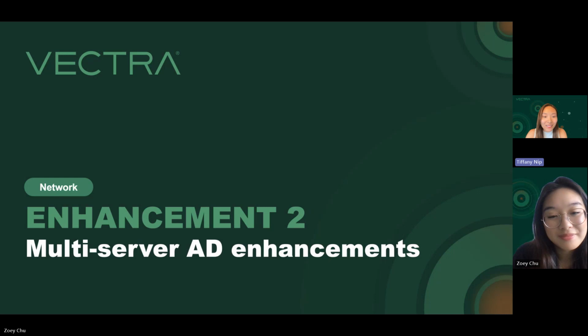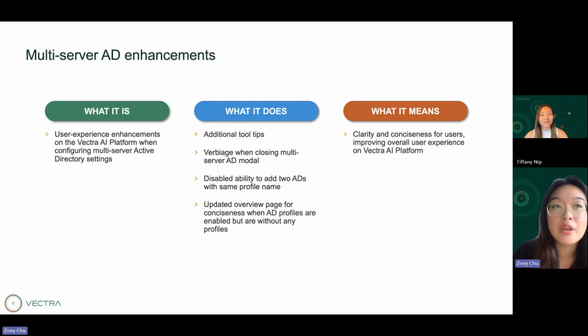Amazing. And what about the multi-server AD enhancements? Yeah, this is a really interesting feature. It's more of an ease of use enhancement. Just user experience enhancements on the Vectra AI platform when users go in and configure multi-server Active Directory settings.